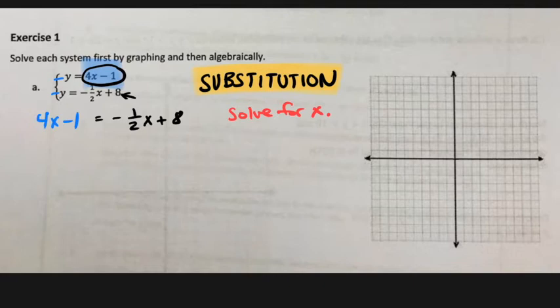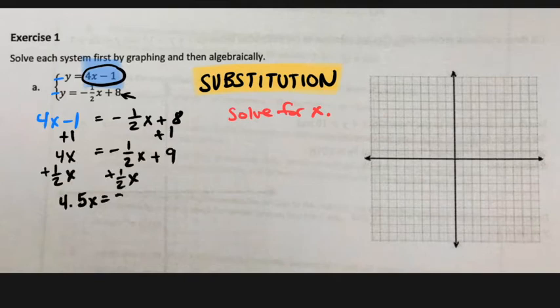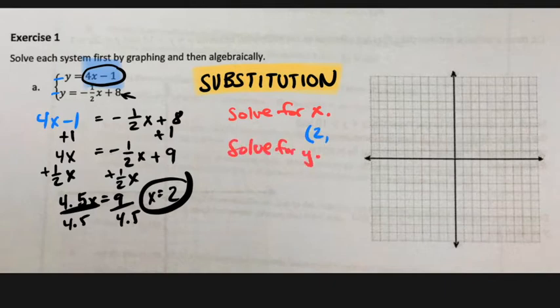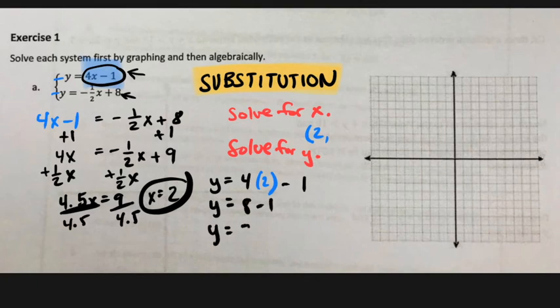Now there are some cases where you want to substitute x instead of y. This is not one of those cases, but I want you to know that you have flexibility in which variable you pick. Then we get our first value here for x, and then we're going to solve for y. I'm going to go back to my original equation where I had y equals 4x minus 1, and I'm going to substitute the x for the value that I already have, which is 2, and I'm going to solve for y.